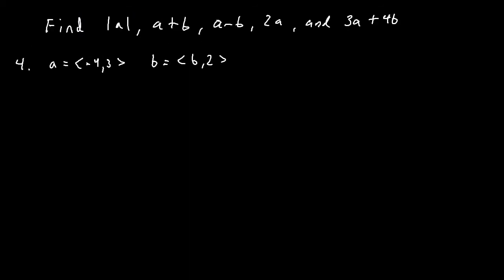So let's say for number 4 we have two vectors, a and b. So a has the components negative 4, 3, b has 6, 2. And first let's find the magnitude of a. So whenever we have an absolute value, remember that's either referring to the magnitude or the distance or the length.